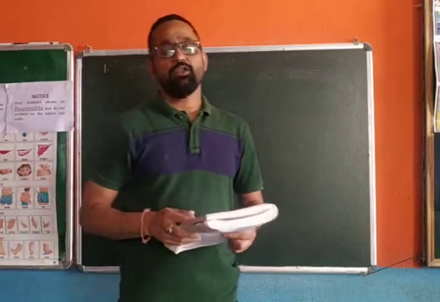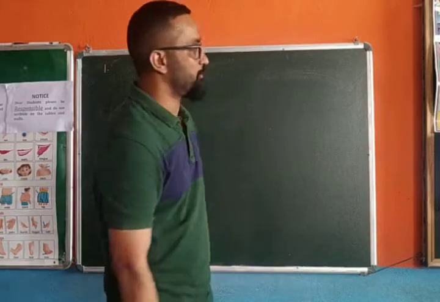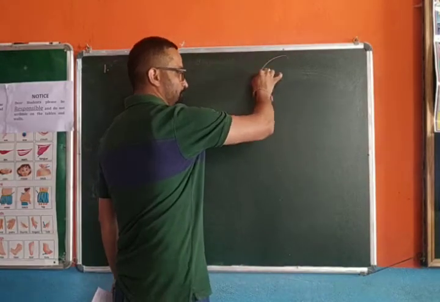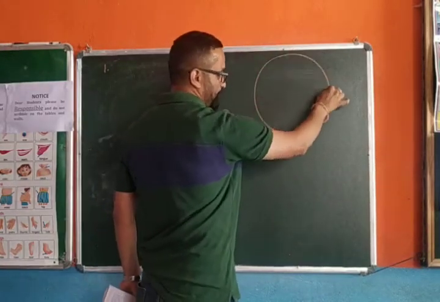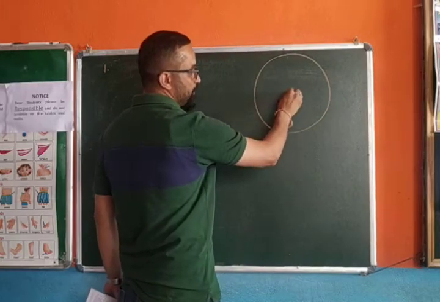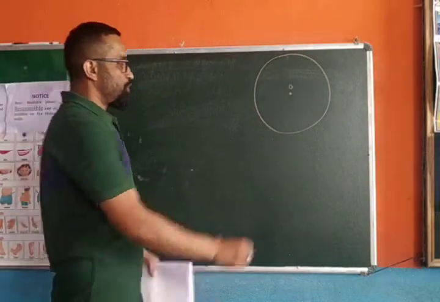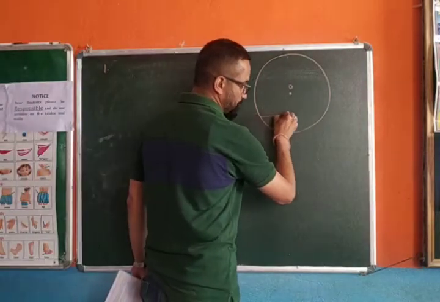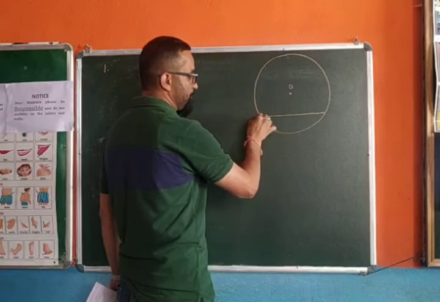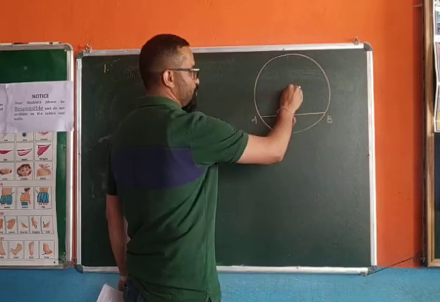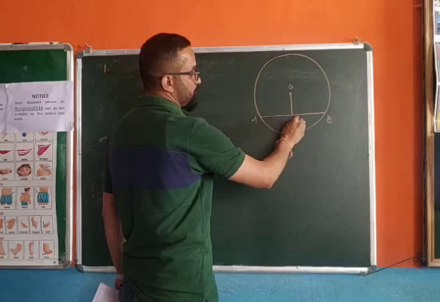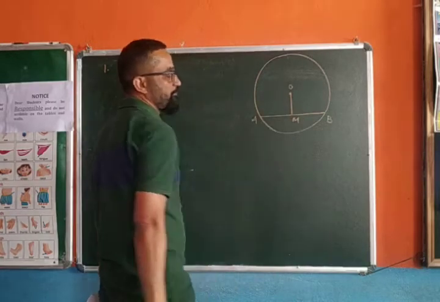Question says that calculate the length of the chord which is at a distance of 12 centimeter from the center of a circle of radius 13 centimeter. Draw a circle. Mark the center O. Draw a chord AB. Draw perpendicular to this. Write it as M.